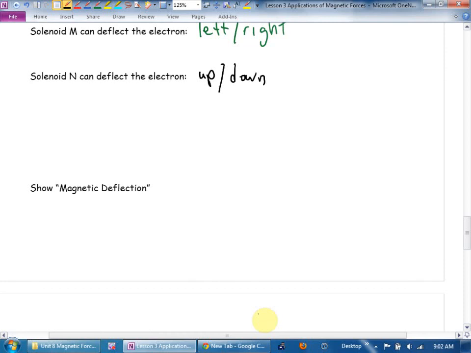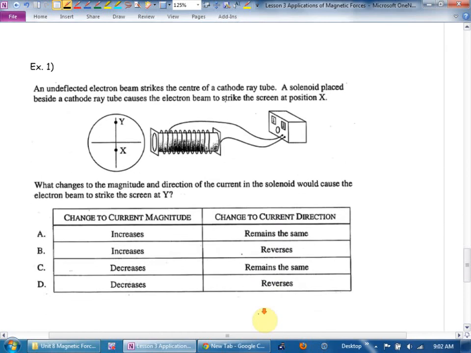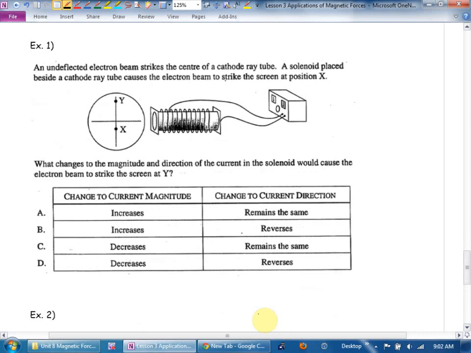So, what kind of multiple choice questions will they usually ask you about this cathode ray tube? It says, an undeflected electron beam strikes the center of a cathode ray tube. So initially we're hitting dead center. Initially we're hitting right there. A solenoid is placed right there, and it causes the electron beam to strike at position X. So right now, when we turn this thing on, Dylan, the electron is getting deflected downwards. Is that okay?